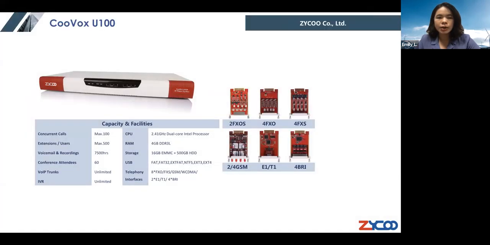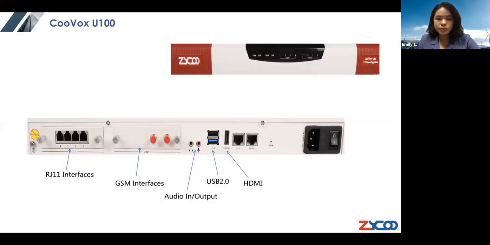Then we have our U100. The U100 supports a maximum of 100 concurrent calls and a maximum of 500 extension users. The back view of the U100 is exactly the same as our U80.